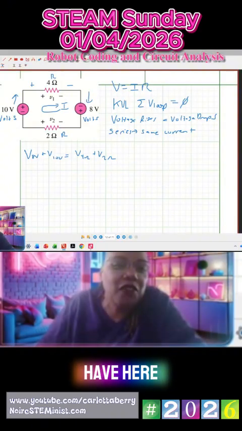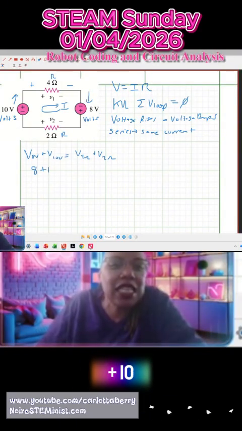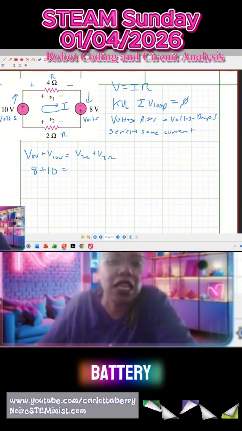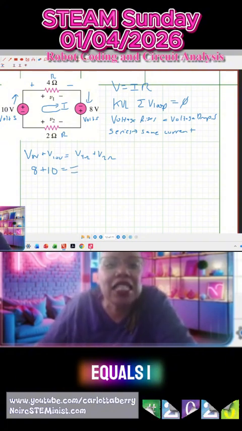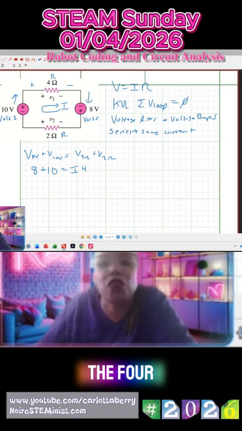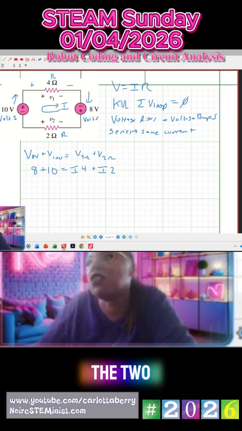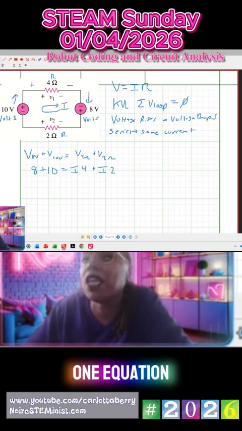What we're going to have here is 8 plus 10, that is the voltage rises, that's the power coming from a battery, equals I times 4, that's the voltage for the 4 ohm resistor, plus I times 2, that's the voltage for the 2 ohm resistor. That's called one equation and one unknown.